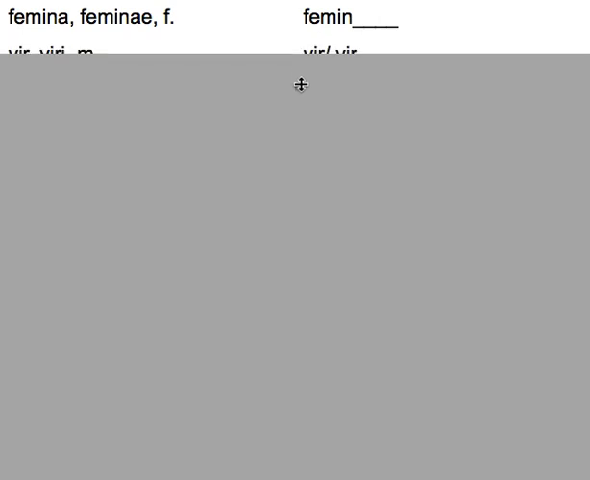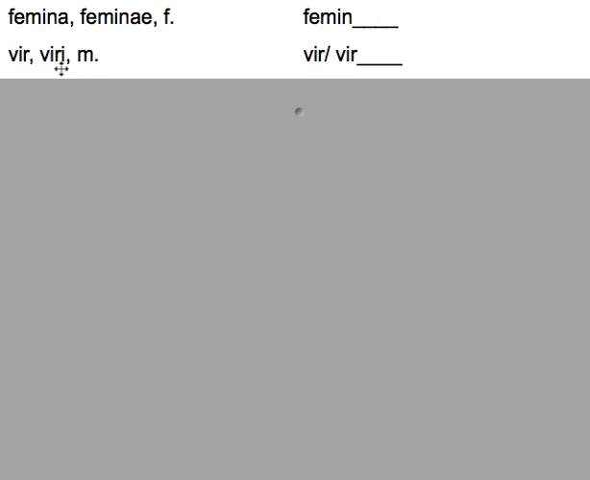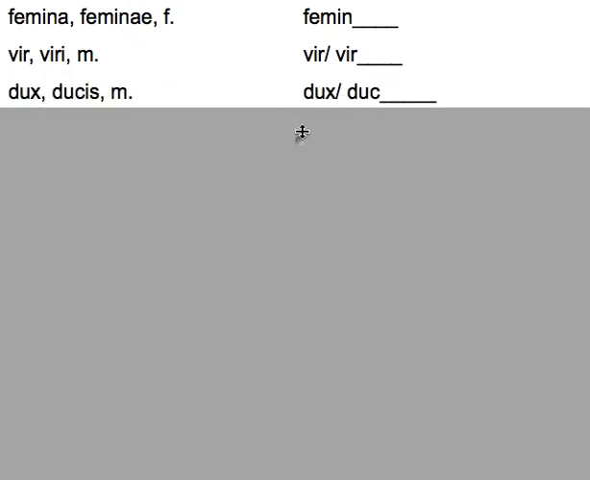we're going to start with some vocab words. Femina, feminae, you all know that means woman. Vir, you all know that means man. Dux, ducis, you all know that means leader. I've given you one first declension noun, one second declension noun, and one third declension noun. You can tell from the ae, i, is. First, second, and third declension.